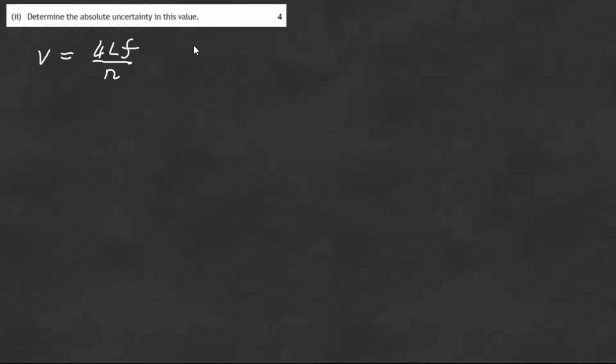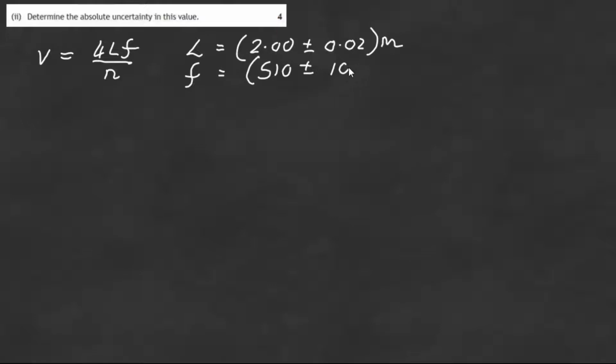And we were told that the two quantities in this expression, L was equal to the length of the tube, which was a value of 2 metres plus or minus an absolute uncertainty of 0.02 of a metre. So that was the first measurement we made. The frequency was equal to 510 Hz plus or minus an absolute uncertainty of 10 Hz. And that's what we were given there.